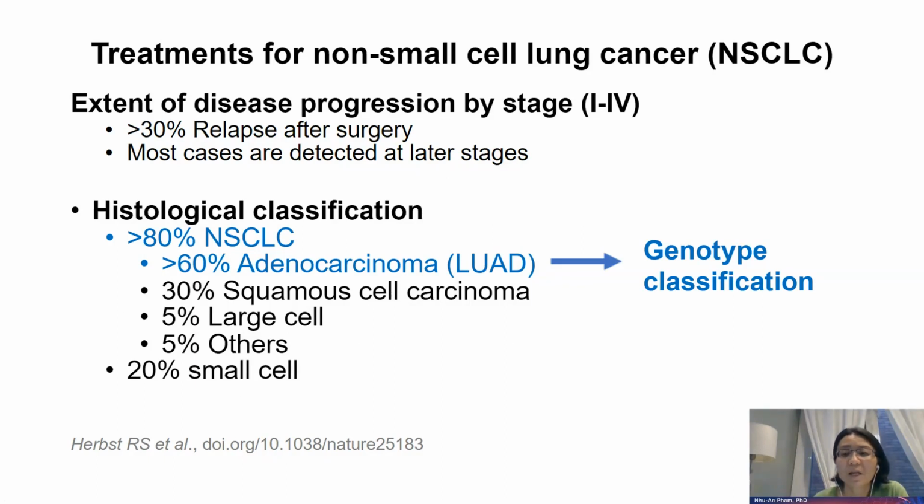As you can see here, lung cancer is diagnosed at early and late stage of disease. After surgery, 30% of the patients do relapse, and in most cases, lung cancer is detected in later stages. Lung cancer is also classified into histotypes. The major histotypes are the non-small cell, 80%, and the small cell. Here we will focus today on the major subtype of non-small cell, the adenocarcinoma, called LUAD for short.